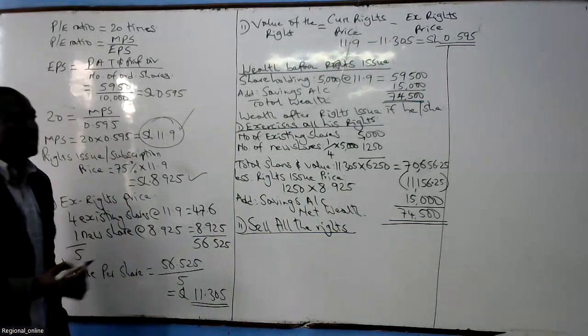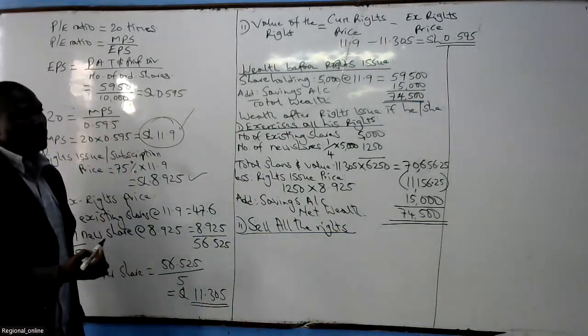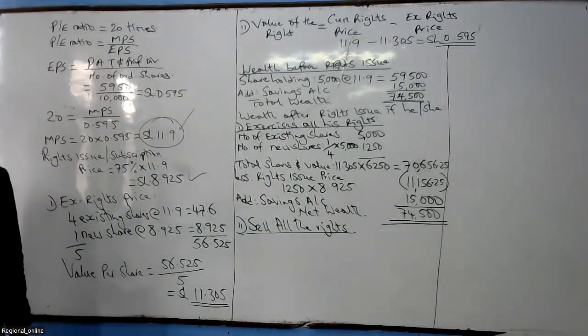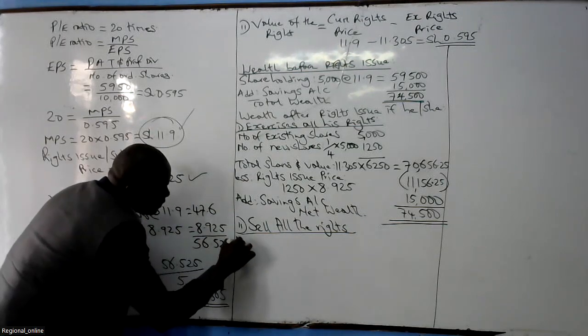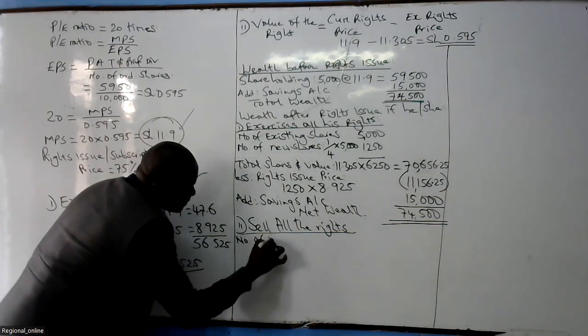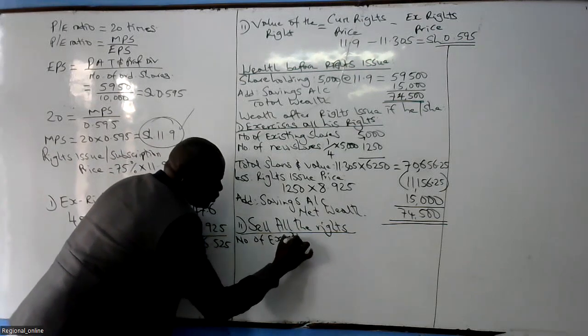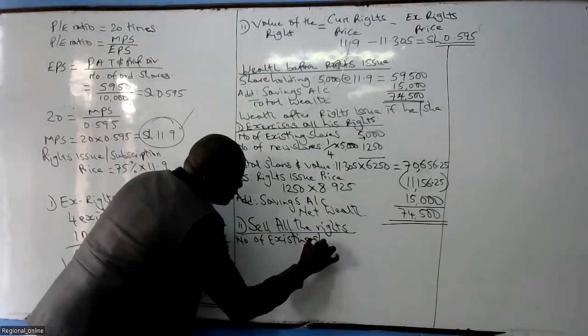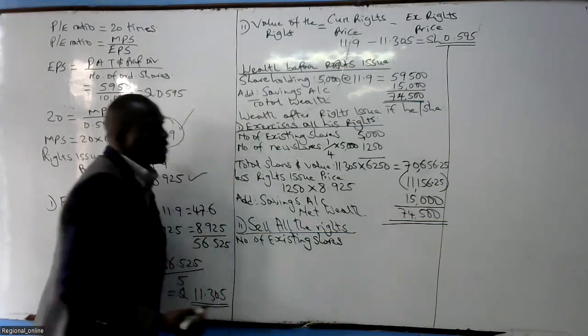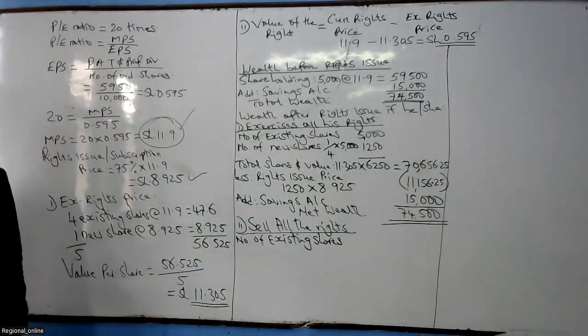Sell all the rights, the same approach. I always prefer analysis. It becomes easier to understand. Do you have number of existing shares? Remember, rights issue does not affect your existing shareholding. You are giving out new shares. Either take them or leave them.